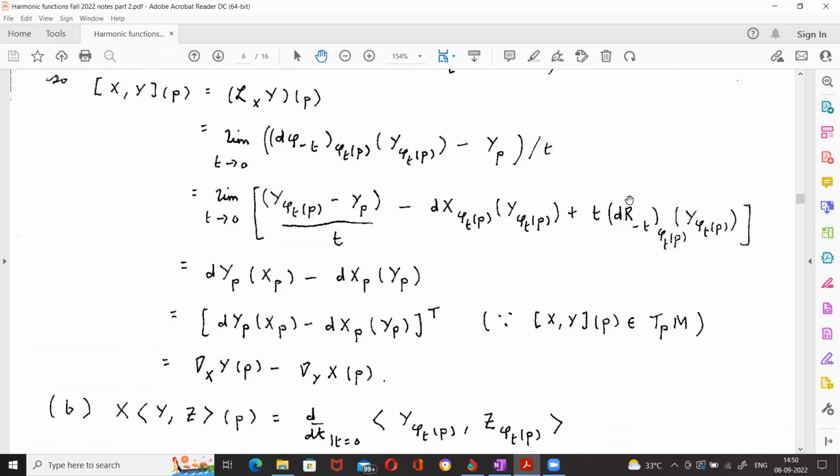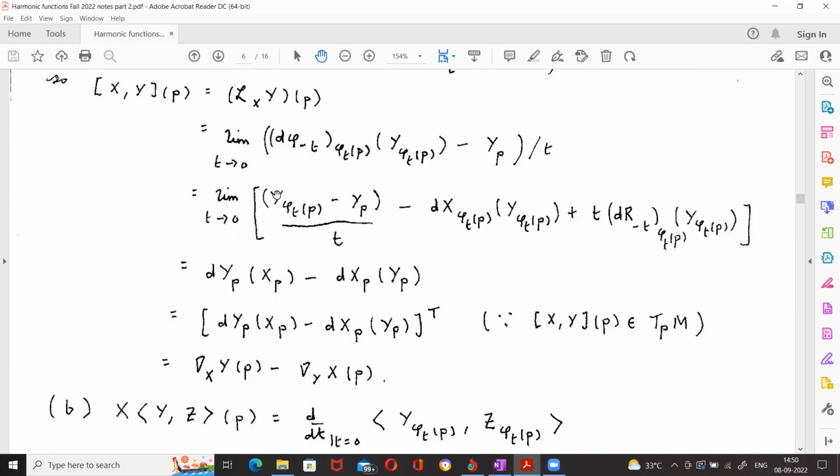Yes. So now, as t tends to 0, this last term goes to 0, because I have a t factor here. And this term here is smooth in t and p, so this is bounded, and t goes to 0. So this term goes to 0. So this vanishes. So what remains?